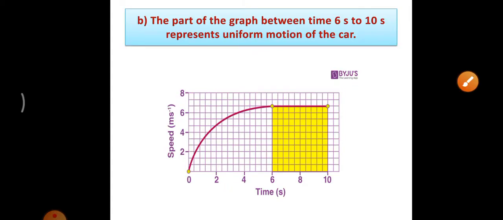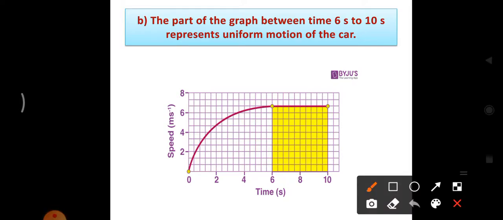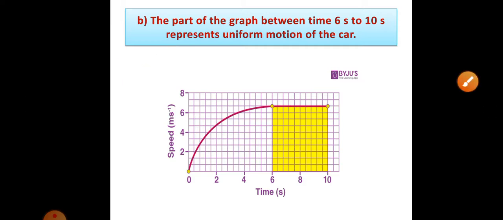The B question, the part of the graph between time 6 second to 10 second represents uniform motion of the car. So which part of the graph represents uniform motion of the car? So this part, the 6 second to 10 second part of the graph shows the car moves in uniform motion. So this is the answer for the B question.